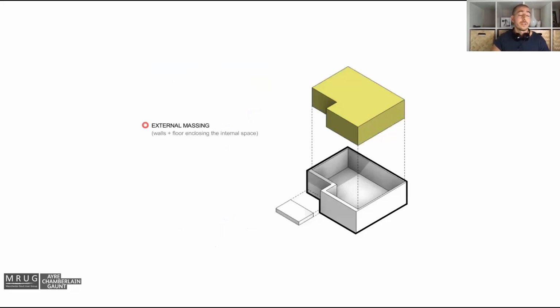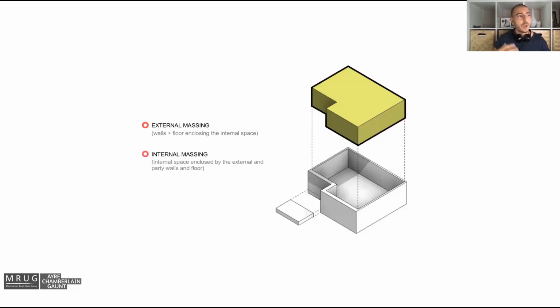So we have the external massing, which represents the external wall and half of each party wall plus the floor that encloses the internal space. We have the internal mass, which represents the internal space enclosed by the external party walls and the floor. And then we have the balcony mass. Here we actually have two elements, one for projecting and one for concave balcony, but they have visibility parameters attached to them. So only one of them is visible at any point of time.